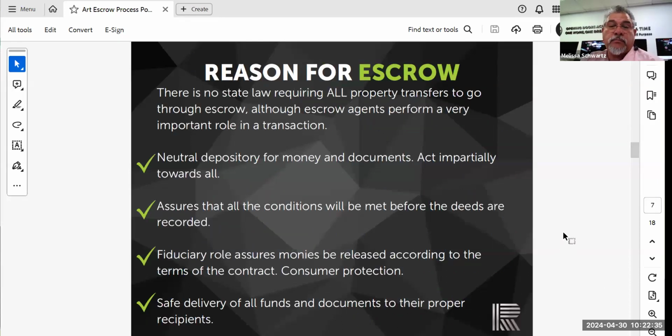Reasons for escrow. There is no state law requiring all property transfers to go through escrow, although escrow agents perform a very important role in a transaction. Has anybody handled a transaction that didn't have escrow? On occasion, we as escrow agents get a transaction where the seller obtained it through a handshake deal and a transfer of title.